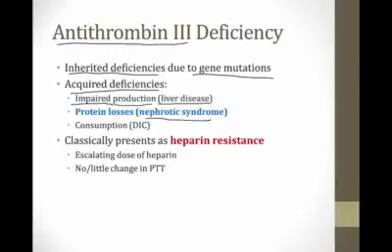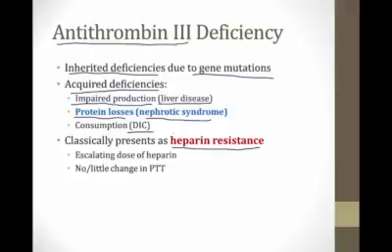In nephrotic syndrome, there are protein losses, as you may know, in the urine, and this includes antithrombin 3, and this can lead to a deficiency. And then finally, in disseminated intravascular coagulation, there's consumption of procoagulant and anticoagulant factors, including antithrombin 3, and that can lead to a deficiency. And you should know that an antithrombin 3 deficiency classically presents as heparin resistance.